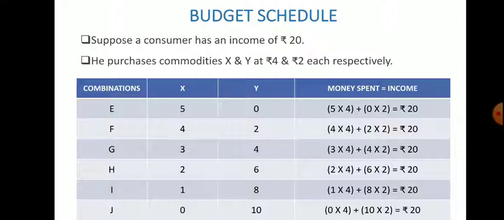Okay. So as you can see, the first combination is named E, capital E, under which you have 5 units of x and 0 units of y, because the price of x is rupees 4, so 5 into 4 is 20 rupees. The person has already spent the entire income on commodity x, so y he will not get. Now suppose he wants to buy 2 units of y, then he will get 4 units of x. Okay, so in this way you can calculate it, and this is the budget schedule.